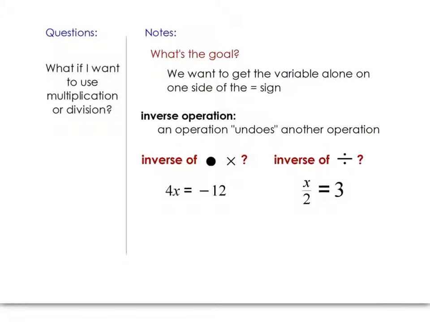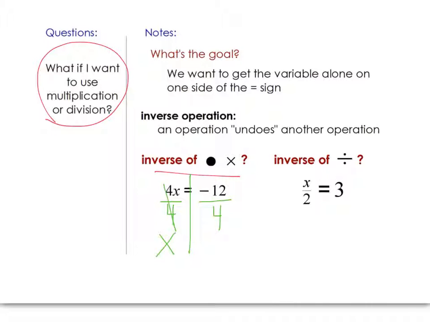So what if I want to use multiplication or division? I can't just use addition and subtraction. What's the inverse of multiplication? How do I undo multiplication? Ooh, I can divide. So if I divide both sides of my equal sign by 4, to get that x alone, I get x equals -3. The inverse of multiplication is division. I divided both sides by 4 and got x equals -3.